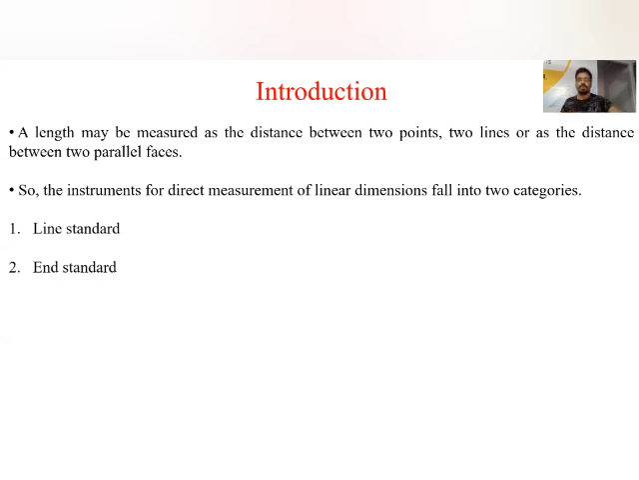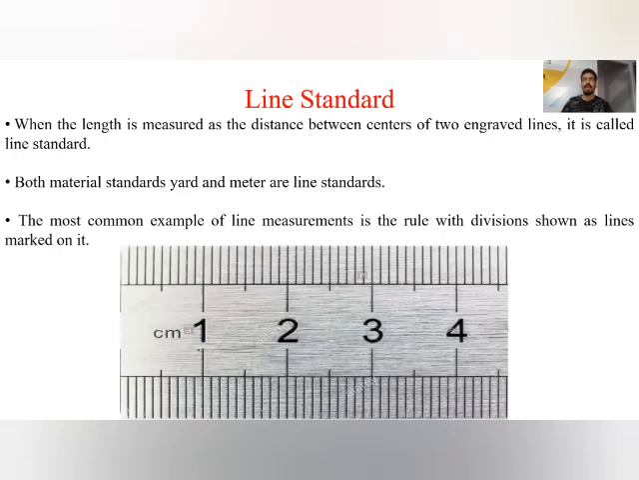So we will discuss length with the help of line standard and end standard. For the direct measurement of linear dimension, there are two standards, that is line standard and end standard. First of all, we will discuss line standard. We call it line standard when the length is measured as the distance between the centers of two engraved lines.